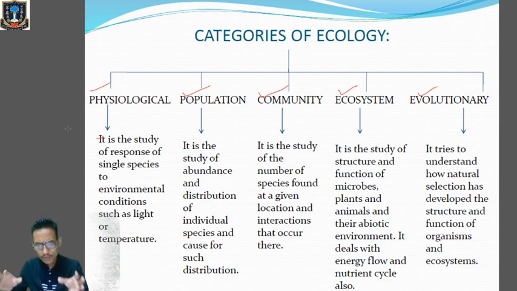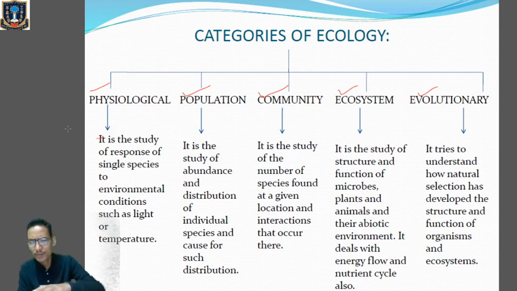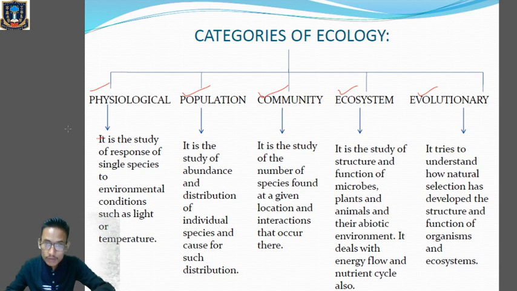Okay, so we'll find a number of species in a particular area at a given time. And not only that, we'll also study their interaction among themselves and the interrelationship between those species. We are going to learn this under community ecology. So under community ecology we are going to learn about the study of the number of species present in a particular area or habitat, and also the interaction among each other. So it comes under community ecology.